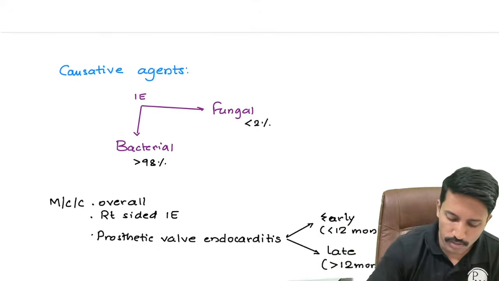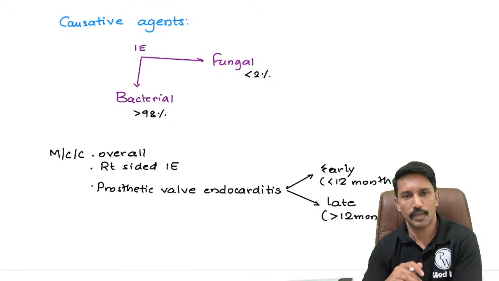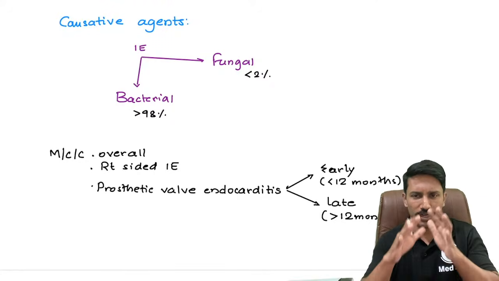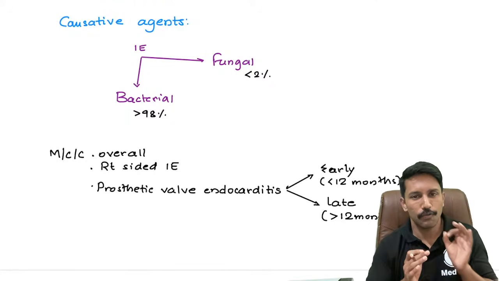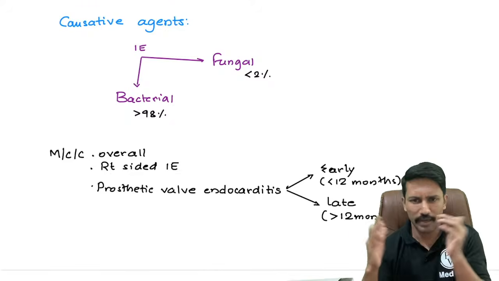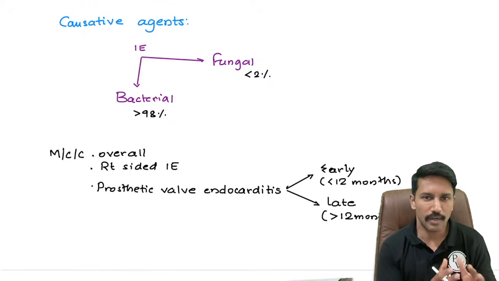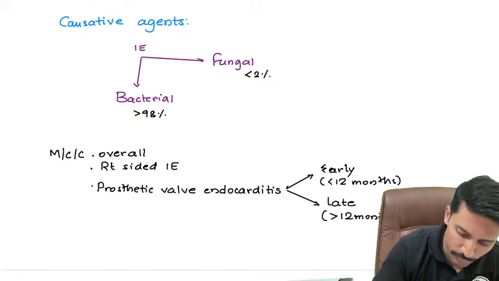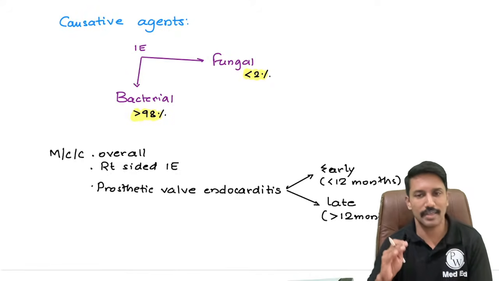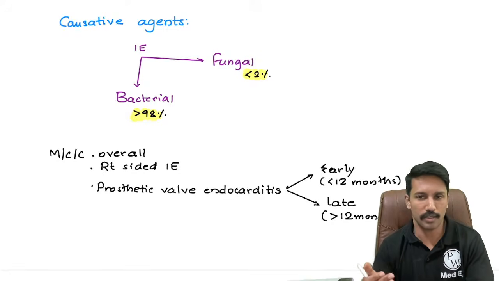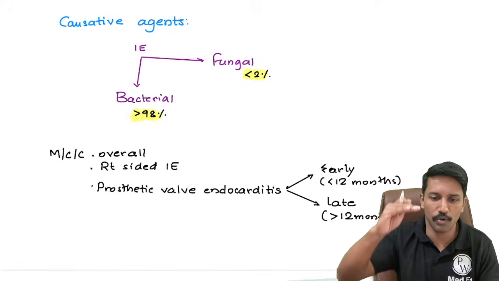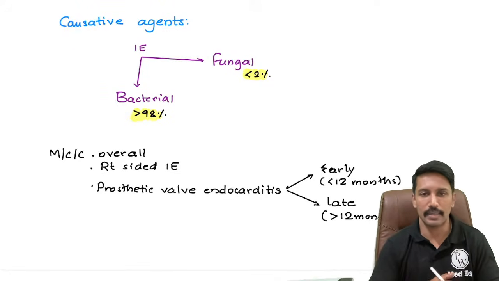Okay. So now what are the causative agents? When we write about causative agents, try to give a visual representation. Fungi and bacteria are known to cause. Virus we generally do not discuss. Among the fungi and bacteria, bacterial is more common, accounting for more than 98%. Fungal is less common. It is seen in less than 20% of endocarditis patients. Though in recent times, the number of fungal endocarditis is increasing.